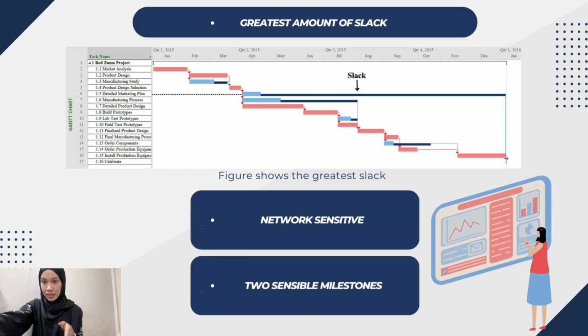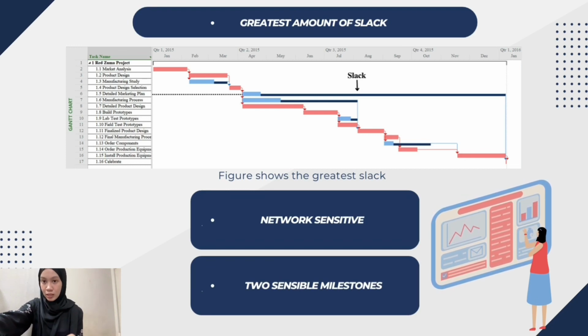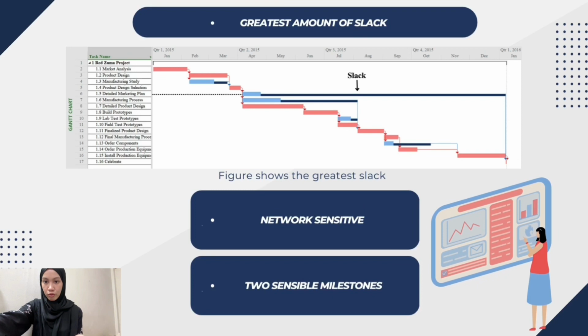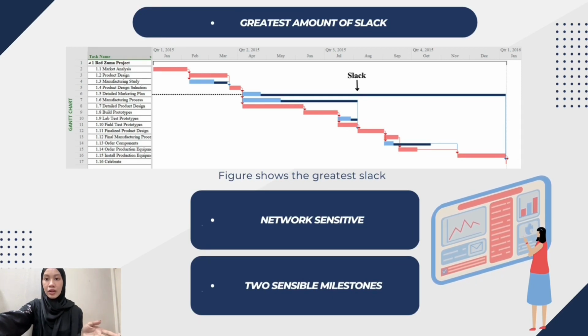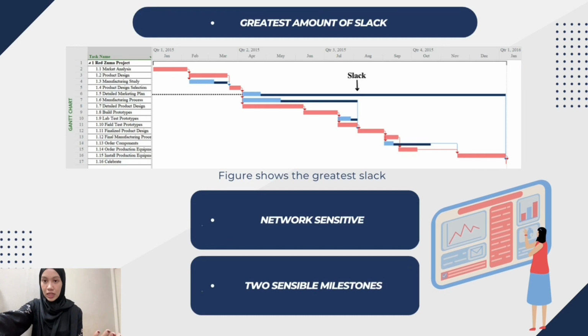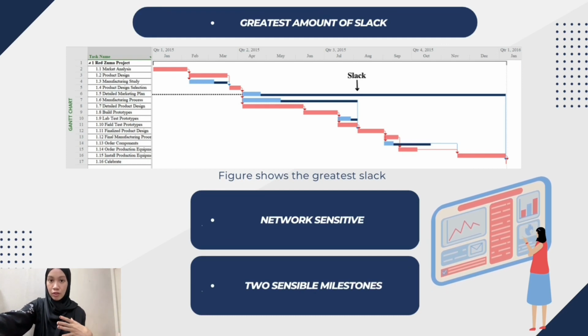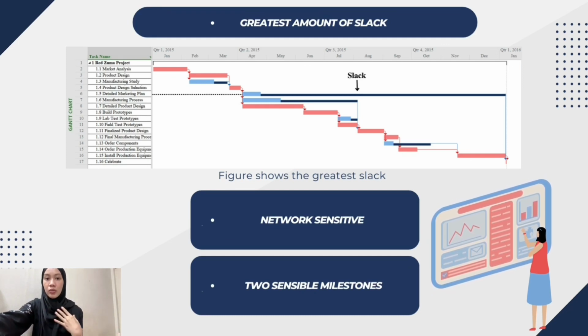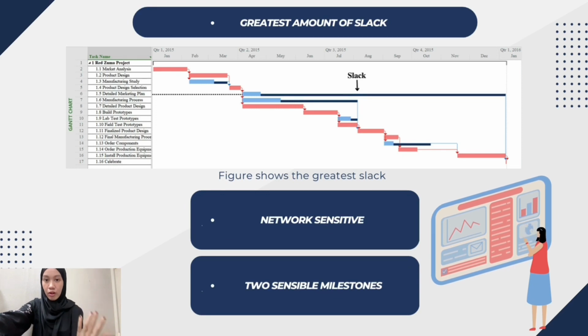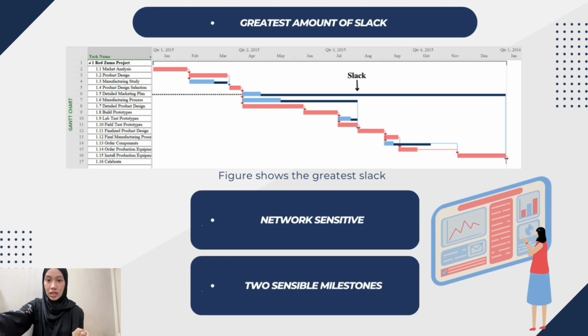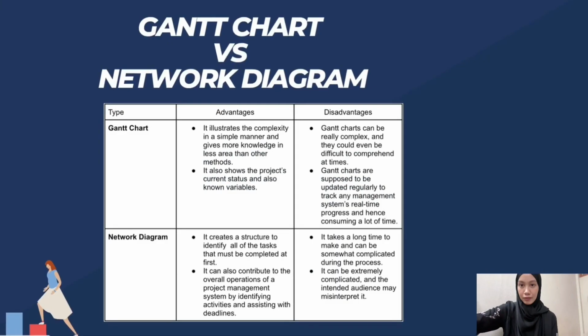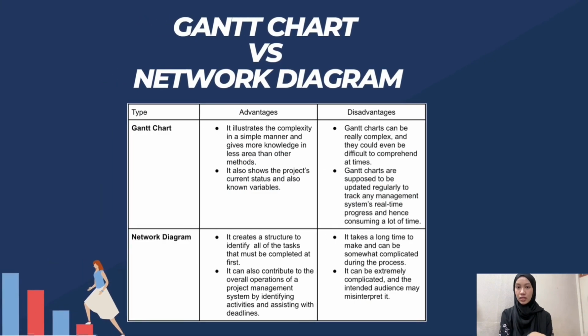to 179 days. The two sensible milestones for this project are activity 1.4, which is the product design selection, because many activities depend on this activity to finish and it also has a few predecessors and successors. The second one is activity 1.15, which is install production equipment, because this is the final step in the successful project implementation. After that, below we can see the differences of the Gantt chart versus the network diagram.